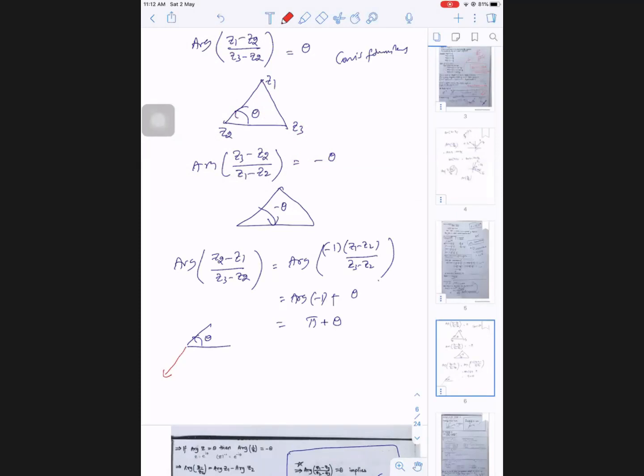So if this is theta, then from here to here, what is the angle? Theta plus 180. That is what we are saying. Okay, Rashika? Yes, sir. Understood, sir. So if a minus is there, simply take minus common and go for your regular meaning. But geometrically that meaning is this.